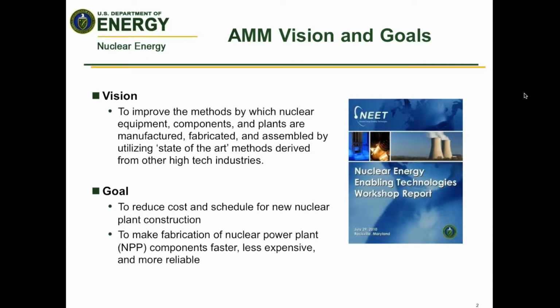Okay, the Advanced Methods for Manufacturing vision is to improve the methods by which nuclear equipment, components, and plants are manufactured, fabricated, and assembled by using state-of-the-art methods derived from other industries. Our goal is to reduce costs, and we're thinking by 20% or more, and also reduce the schedule by at least 6 months for nuclear plant construction. And also to make fabrication of nuclear power plant components faster, less expensive, and more reliable.